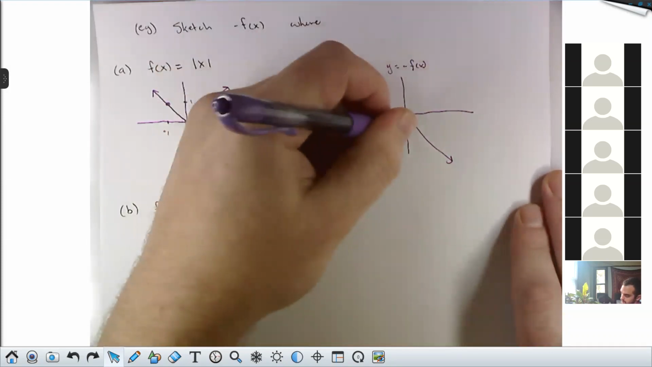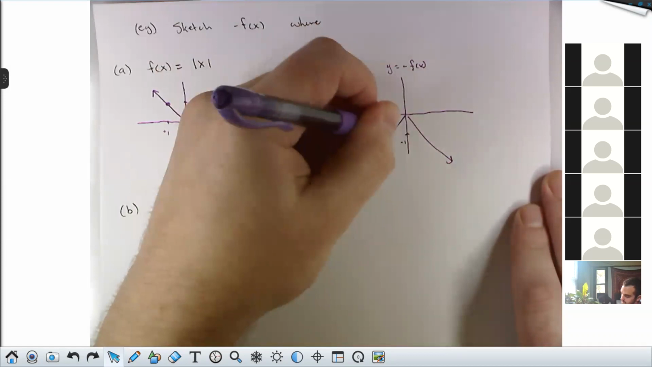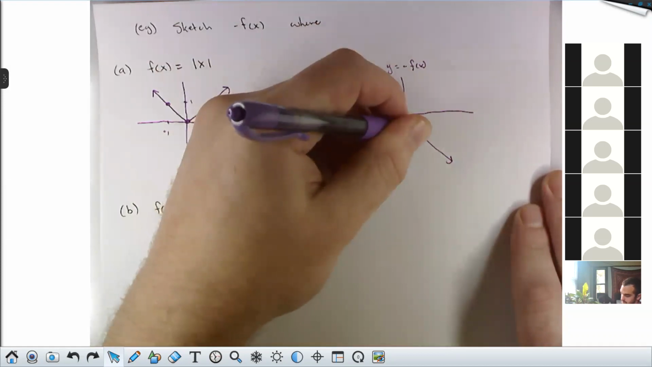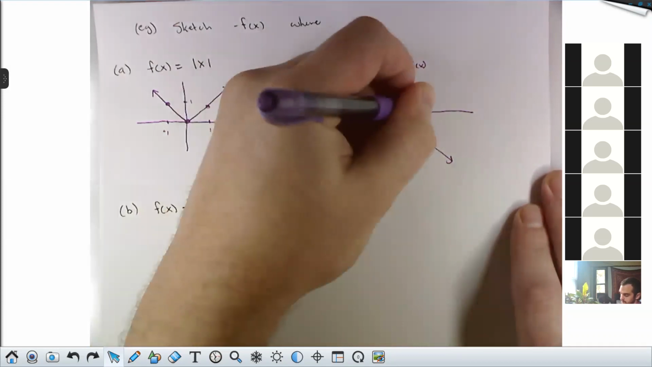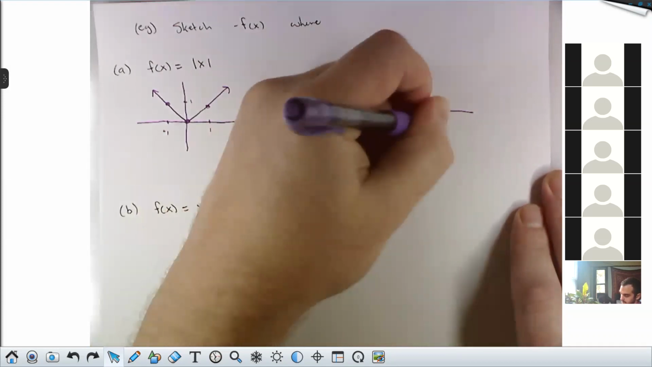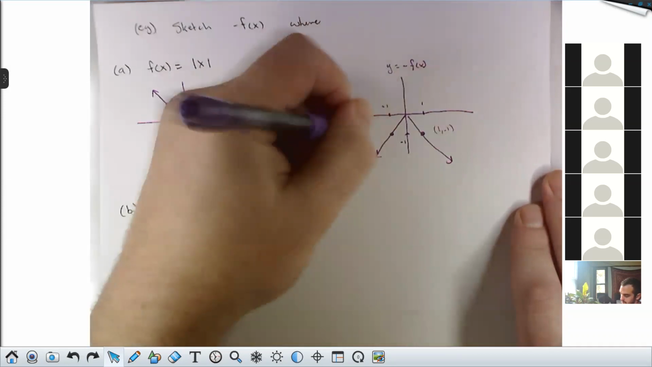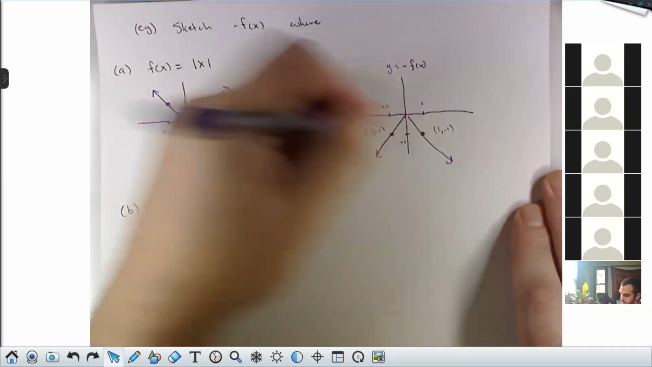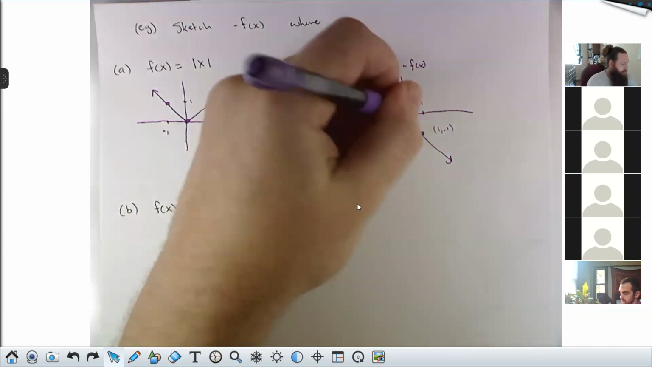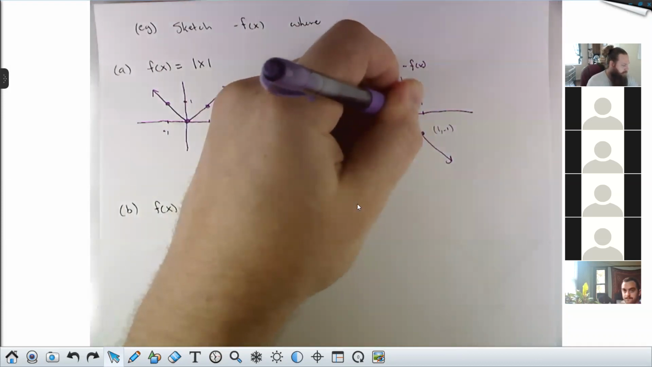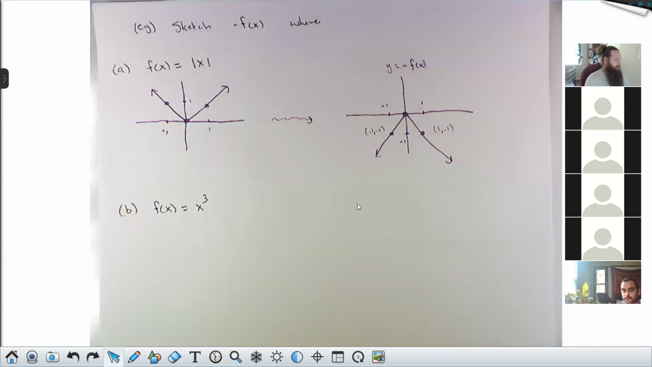Things like this will happen as you draw graphs where, oh, my pen slipped or whatever. It doesn't look as beautiful as it should. That's okay. That's why we label points. So this right here is 1, -1. This over here is -1, -1. So that's what flipping this guy over the x-axis looks like. That's what a vertical flip here looks like. And 0, 0 is still there, of course.